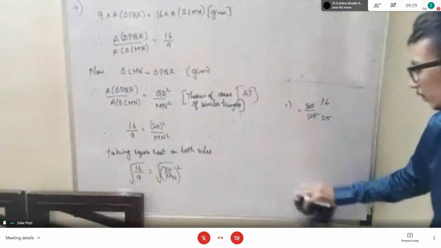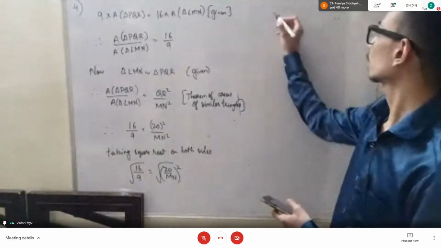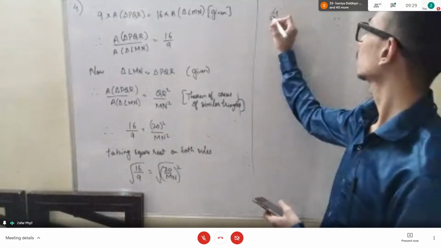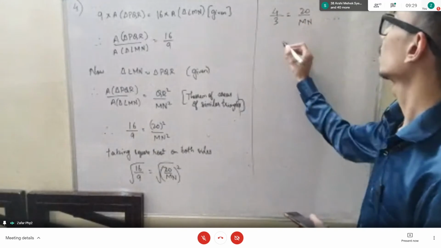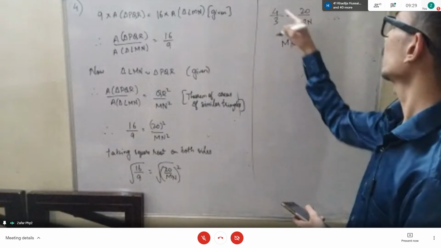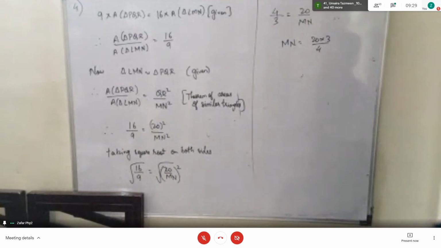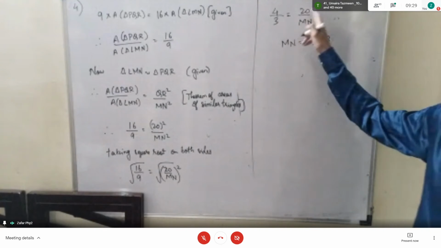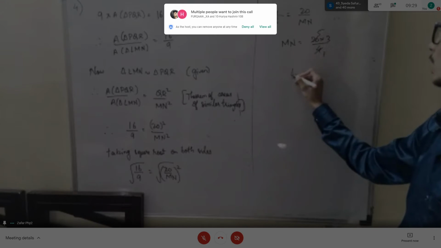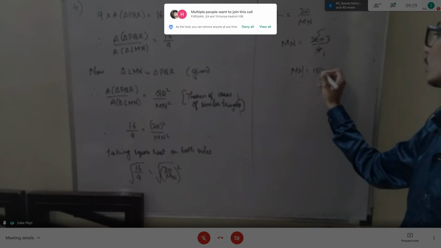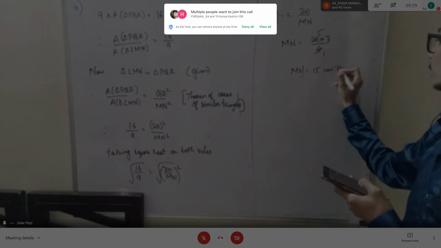So taking square root, 16's root is 4 and this is 3, this is 20, this is mn. So mn equal to 20 into 3 by 4. Okay, 20 into 3 by 4. Ones fives are. Mn is equal to 15. Check the answer at the last.